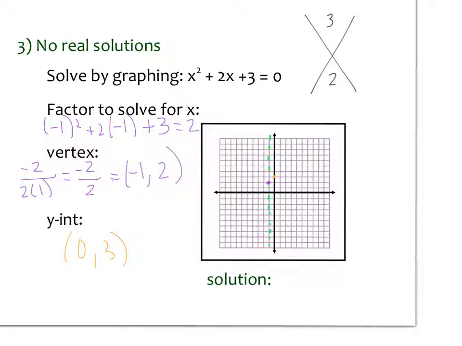Now I'm going to connect my vertex and my y-intercept with a smooth curve to make my parabola, and I know that my parabola should open upward because the 1 in front of x squared is again greater than 0. So I'm going to go ahead and connect and make my parabola right now.